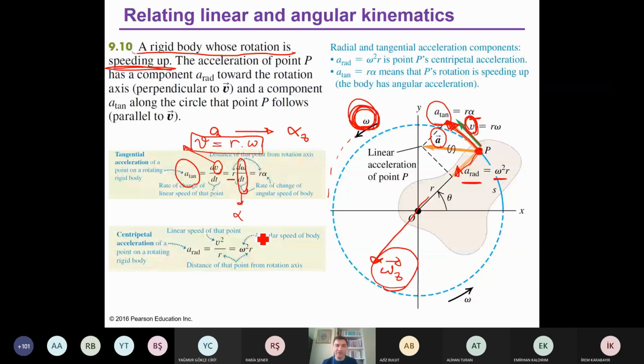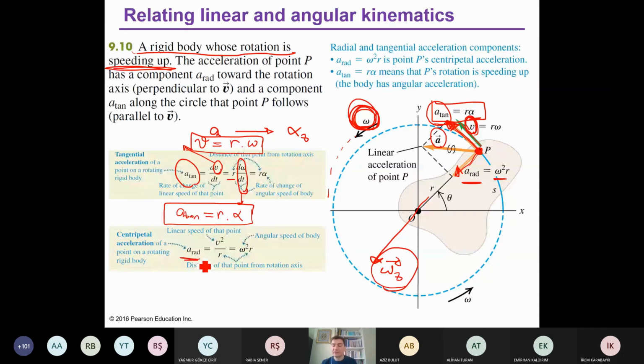Then a tangential is given with R times alpha. Okay, here a tangential is given with R times alpha. This is the linear acceleration, tangential acceleration, which is given by the radius of the circle times the angular acceleration of the object or rotation. And what about radial acceleration?